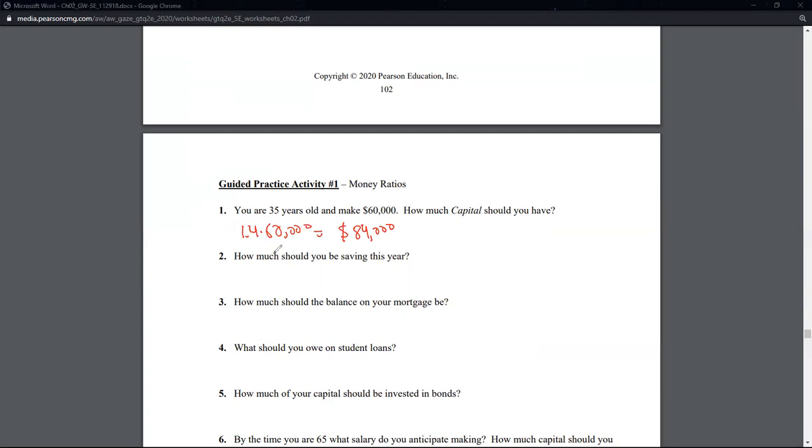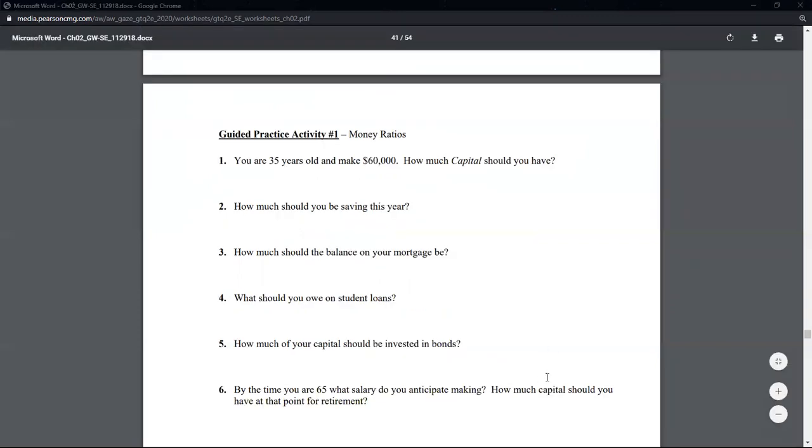Okay. So how much should you be saving this year? Well, that doesn't involve these two numbers exactly. Maybe it involves the 60,000. Maybe it does, maybe it doesn't. How much should the balance of your mortgage be? What should you owe on student loans? How much of your capital should be invested in bonds? By the time you're 65, what salary do you anticipate making? How much capital should you have at that point for retirement? Question 6 is open-ended. This is just a personal question.